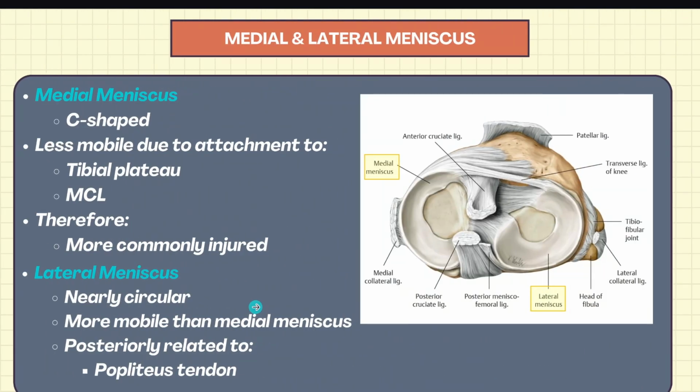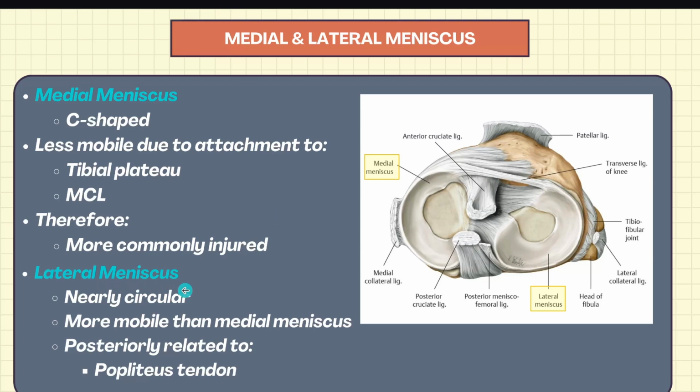Now let's differentiate between the medial meniscus and the lateral meniscus. The medial meniscus is going to be a C shape. You can see it looks like a C over here. It's less mobile due to the attachment to the tibial plateau and the MCL. Because of this less mobility, it's more prone to injury, because if you have a sudden movement on it, it's going to cause more injuries to happen.